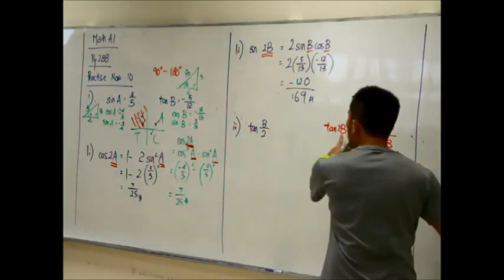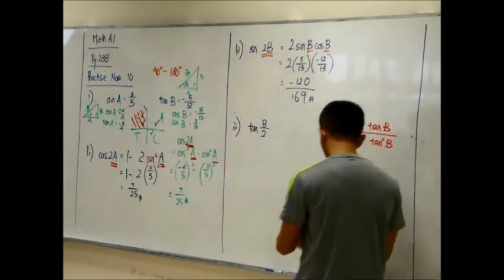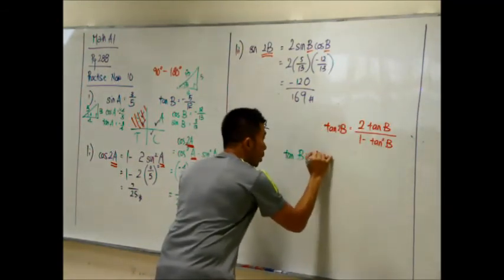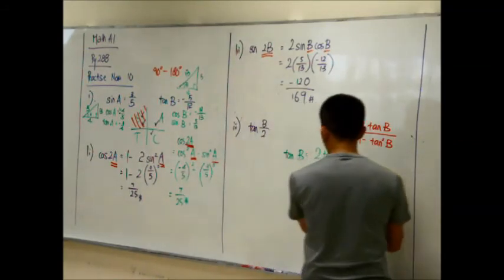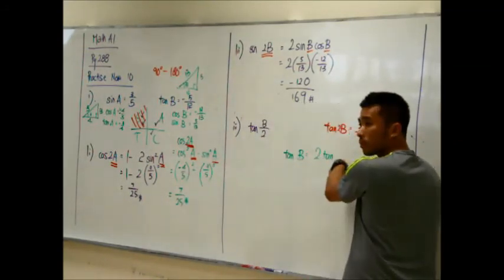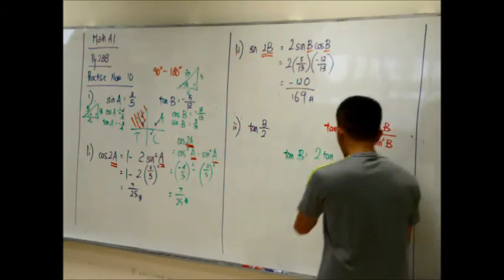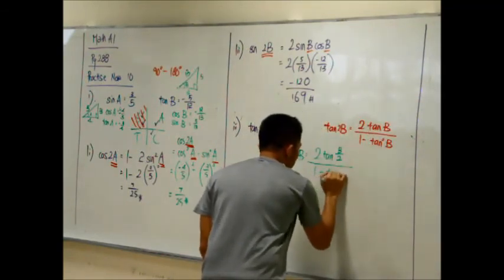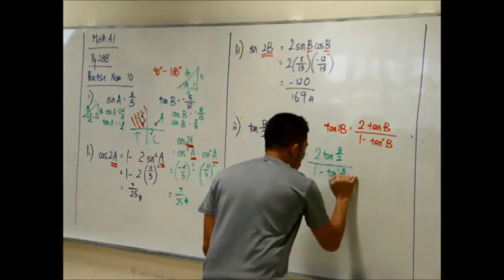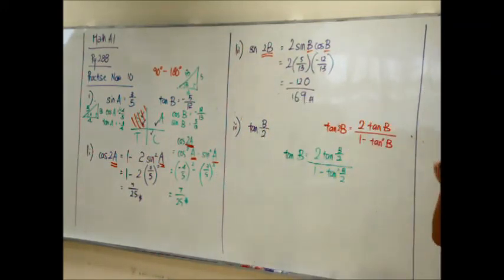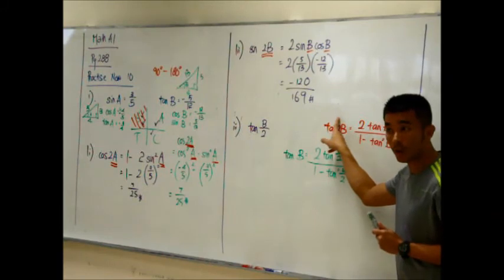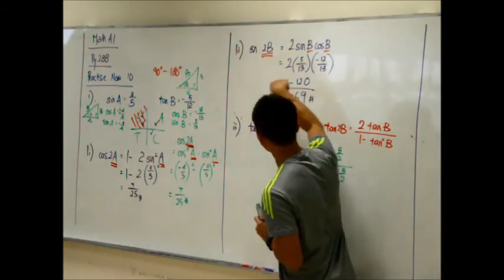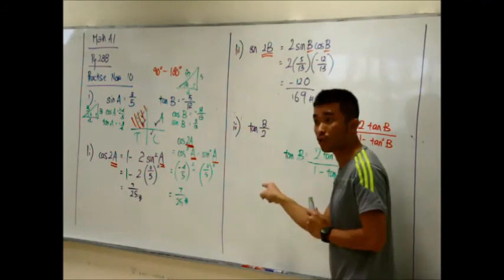But what if I don't use tangent 2b? I can use tangent b is equal to 2 tangent, what do I get over here for the angle? B over 2, over 1 minus tangent square b over 2. It's just that it's not pretty anymore. So this is a thinking question. It's unlike the other two, where you can get the formula straight away. This is a reverse question by itself.